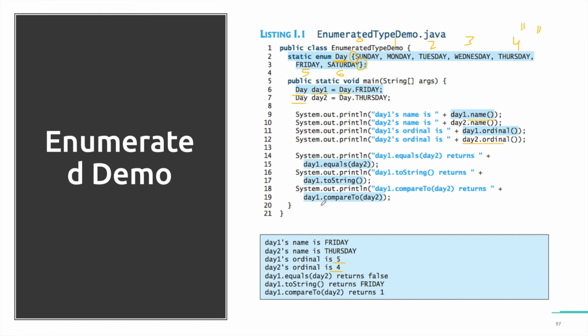And then finally, if we want to compare two days, it will return either 1, 0, or -1. If day1 is greater than day2, it should give us 1. If they are equal, it should give us 0. If it's less, it should give us -1. So here in this example, day1, which is Friday, is at index 5, and day2 is Thursday, which is at index 4, so 5 is greater than 4. The result is 1.